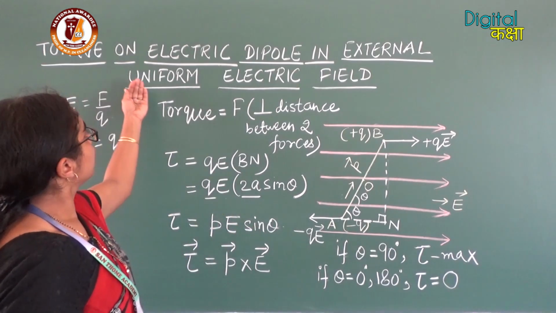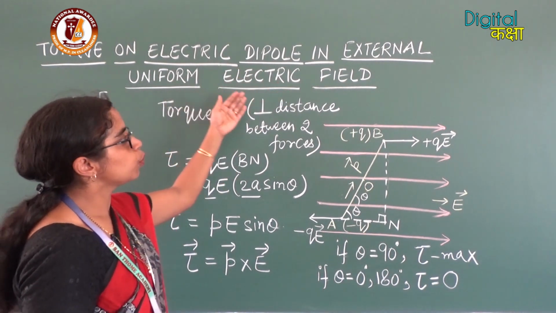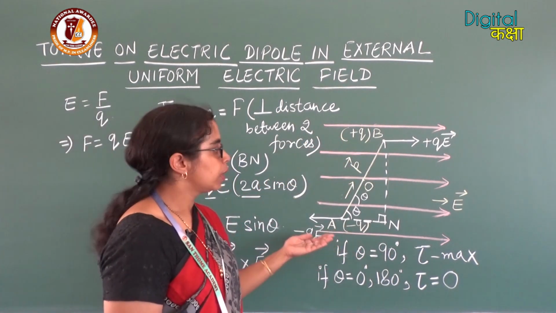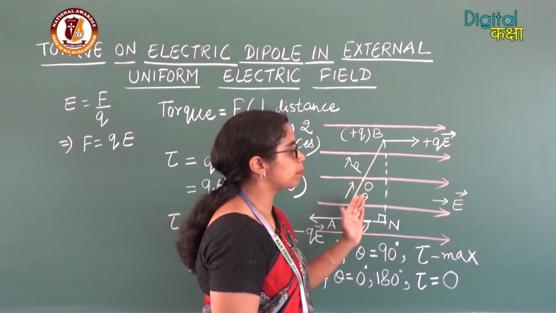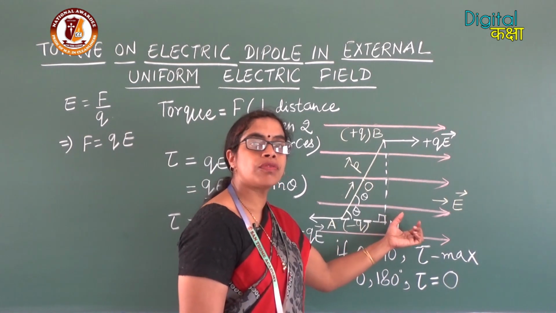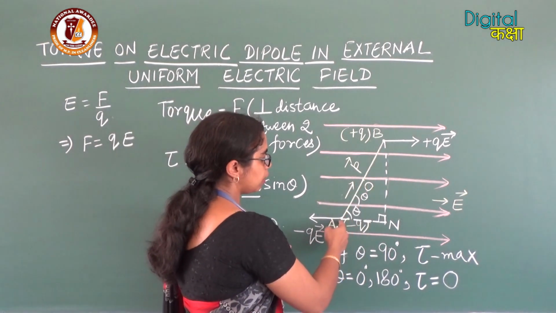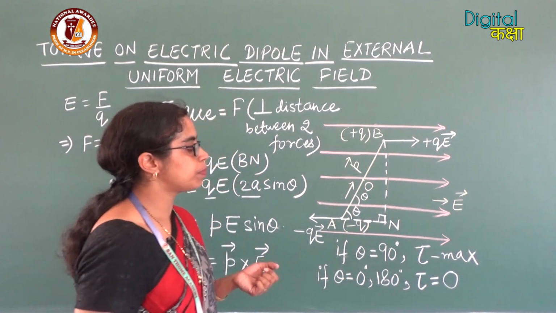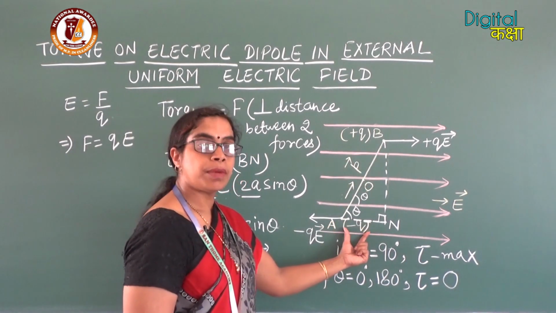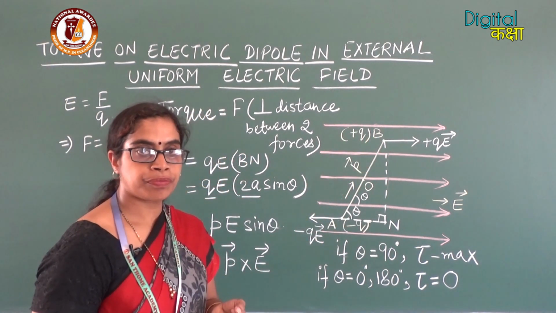Now we are going to study the torque on an electric dipole in an external uniform electric field. Let us understand the diagram. In this diagram, the pink lines are parallel lines showing the uniform nature of the electric field in this region. Within this electric field, there is a dipole kept at the points A and B, means at point A minus Q charge is kept and at point B plus Q charge is kept.